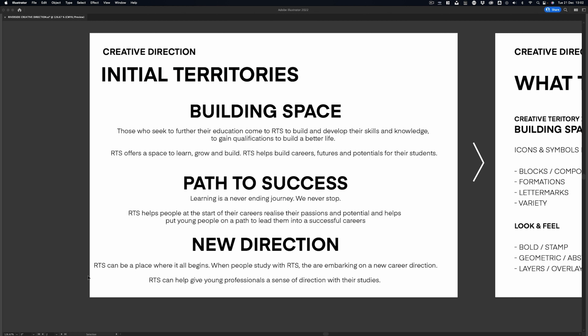And this one's all about RTS being a place where it all begins. When people study with RTS, they are embarking on a new career direction. RTS can help give young professionals a sense of direction with their studies. So a different perspective here. The first one was all about building themselves up. The next one was all about that pathway, and this one is all about a direction. So there were 3 initial concept territories that I really thought stood out to me that I would like to base my logo design on.